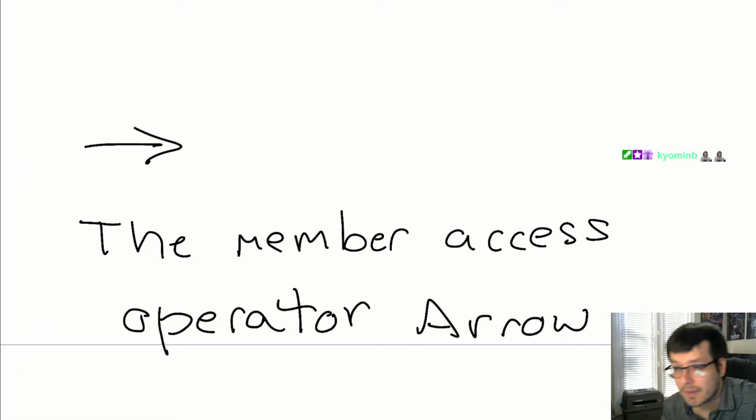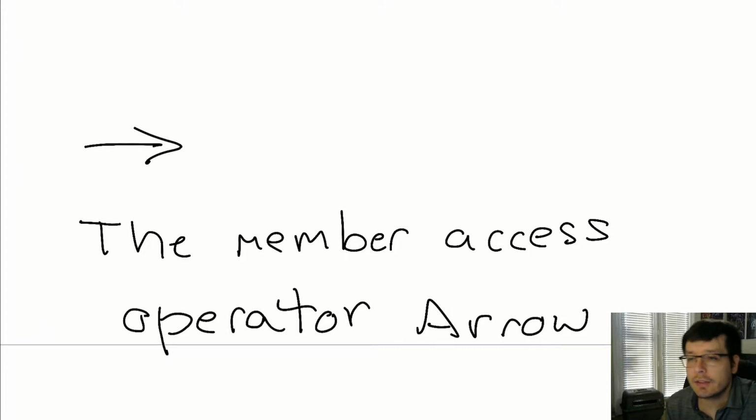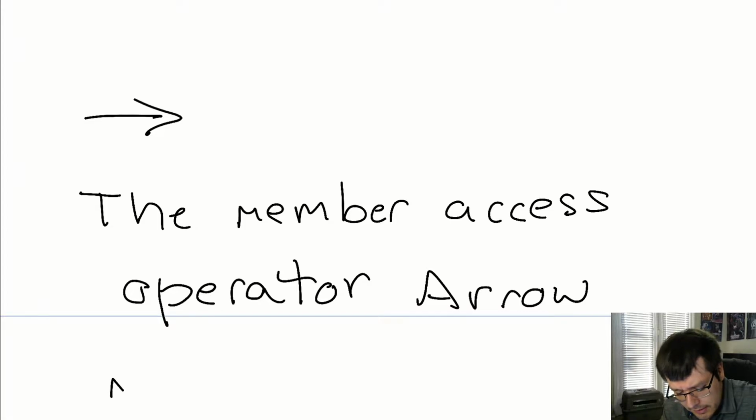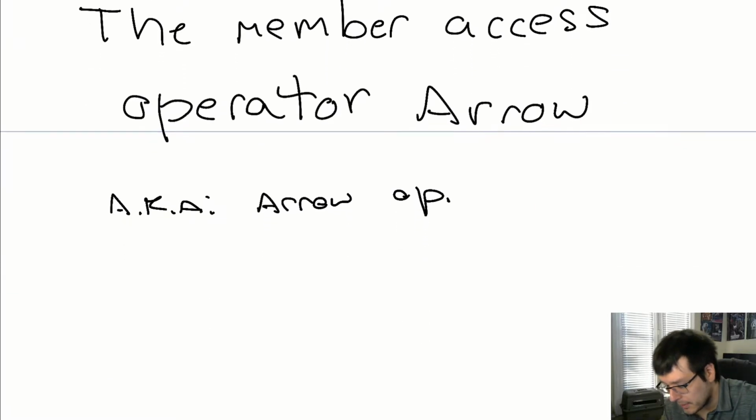You could also put the word arrow between the dot and member, so you'll see the dot member access operator, or member access dot operator, or member access operator dot, and then you'll see member access operator arrow, or arrow member access operator, or member access arrow operator. You'll see a combination of these words thrown together, but the normal people will call it just the arrow operator, arrow op.